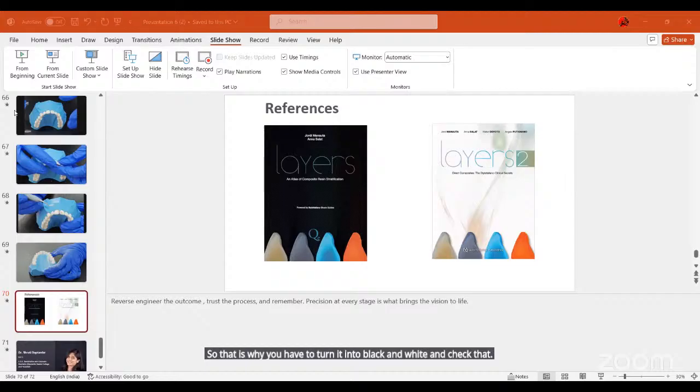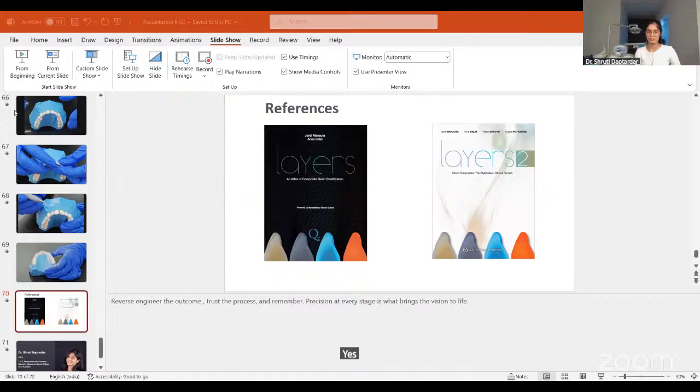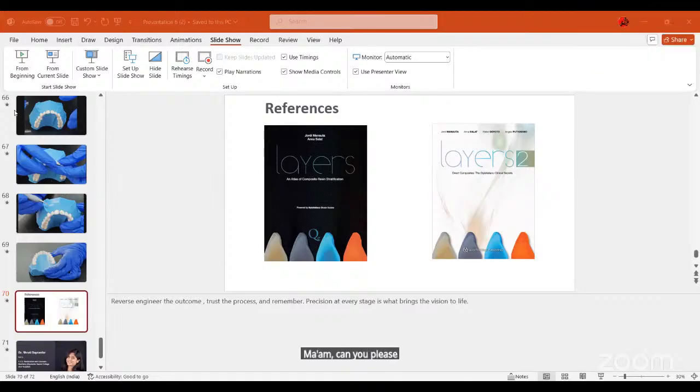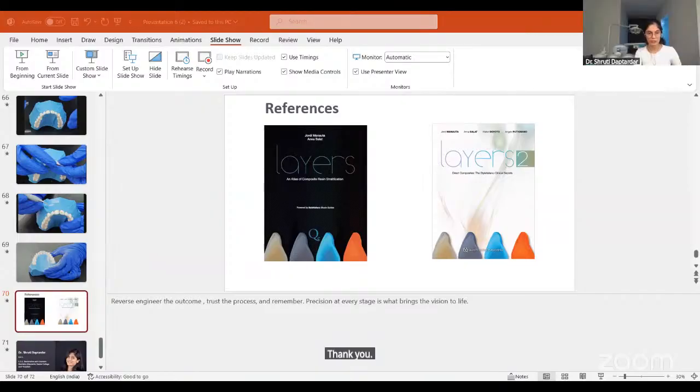One more question, ma'am: for body shade, both photographs are important? Yes. Ma'am, can you please go through the slides of shade selection one more time, fast, if it is possible? Okay, just let me add there.